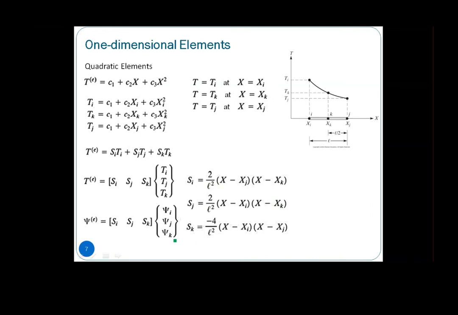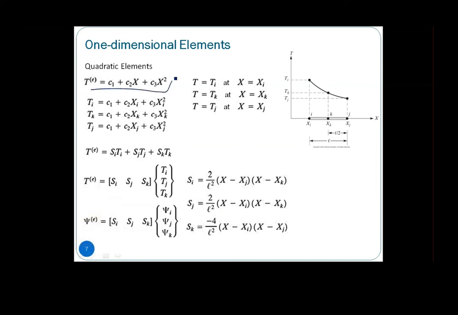Then if we are moving towards quadratic elements, of course, you have ax squared plus bx plus c. So that gives us a quadratic.